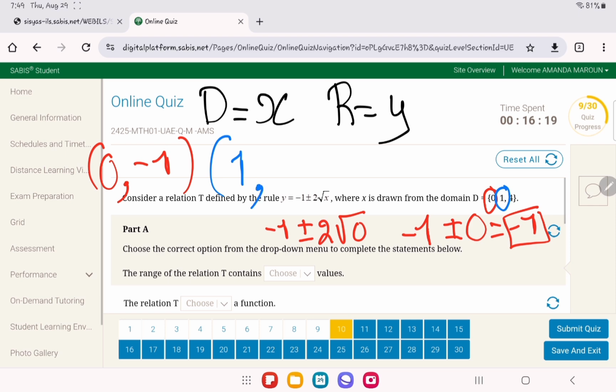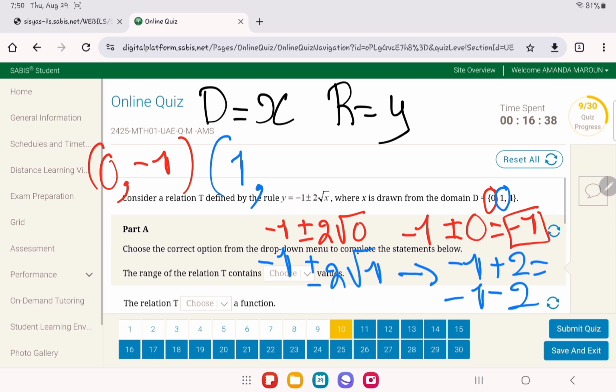1 as the domain, and let's find the range. We have -1 plus or minus 2 radical 1. We can have either -1 plus 2 or -1 minus 2. If we have -1 plus 2, what will we have? We will have 1. And -1 minus 2 is -3. So our points are either 1, 1, or 1, -3.